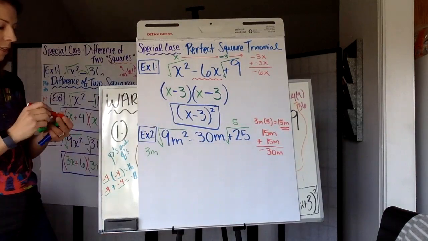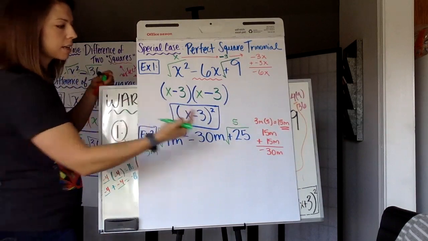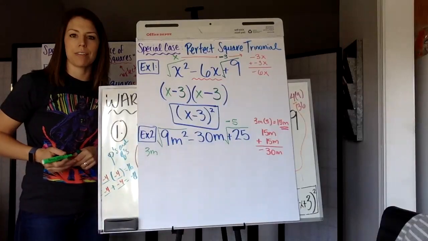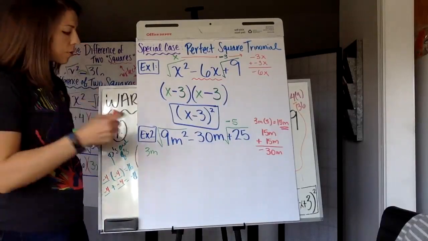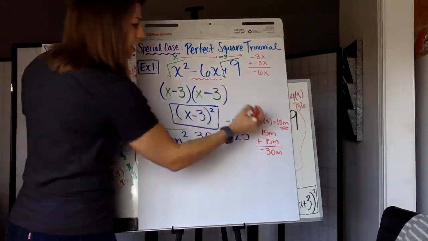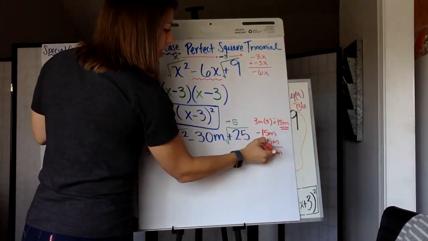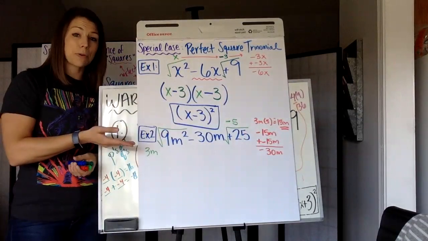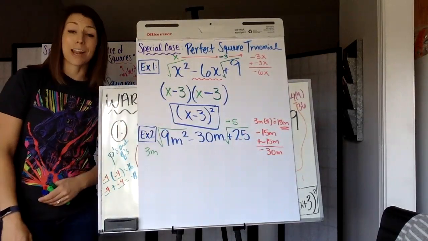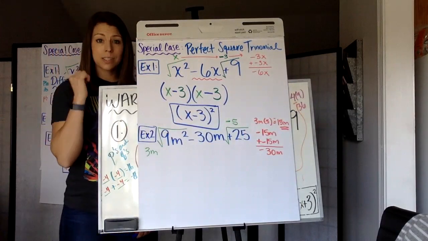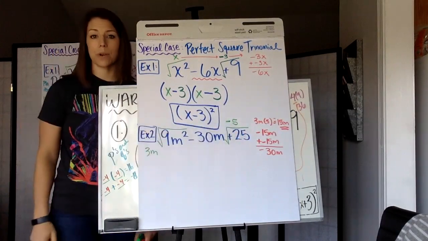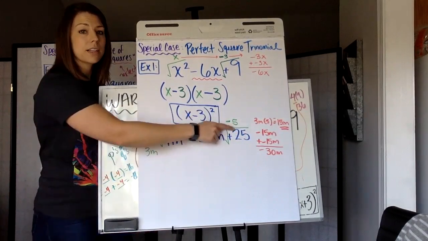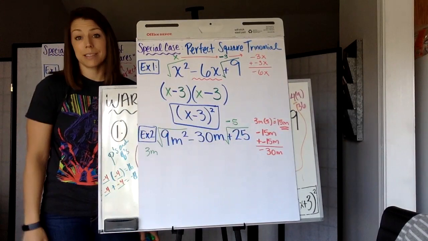Wait a minute. What's another way to get positive 25? What if I was -5 times -5? Yeah, that would work. So 3m times -5 is -15m. Negative 15 plus negative 15 is negative 30. So is this a perfect square trinomial? Yes. How do we know? It has 3 terms. The first and the last term are perfect squares, and the middle term is the sum of the product of the square roots by itself.